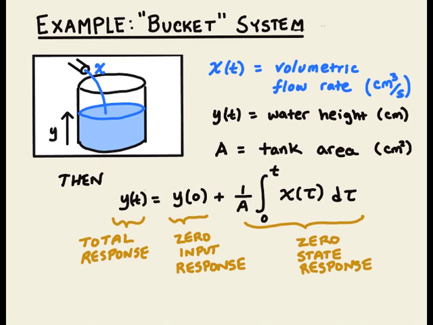So you can see the total response, which is the height at the current time, is equal to the initial height of the water in the bucket plus the increase in height caused by adding the water. The term 1 over a times the integral is the zero state response. This is the response due to the input alone. So you can see we have the total response is the zero input response plus the zero state response.